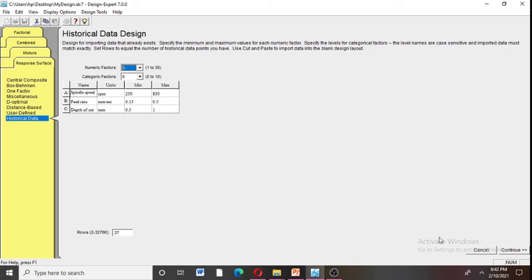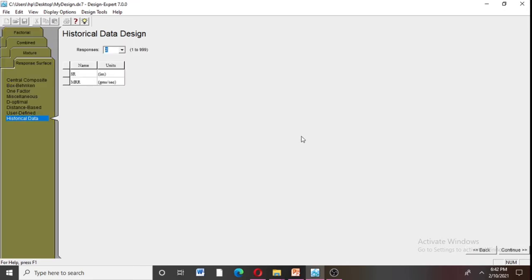After that, whatever data are collected with the measuring instruments, I tabulated, and I also mention the output values I consider. After entering this data, I press the continue button. After that, I get this dialog box, in which there are two responses. According to our experiment, we consider material removal rate and surface roughness. Surface roughness unit is micrometer, material removal rate unit is grams per second. In our experiment there are two responses, so I enter two response values: surface roughness and material removal rate.